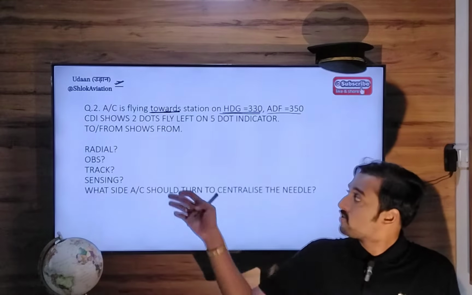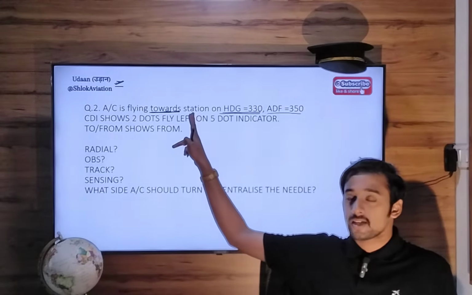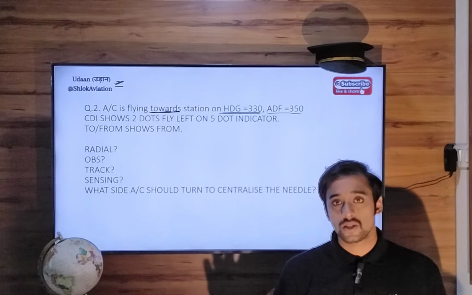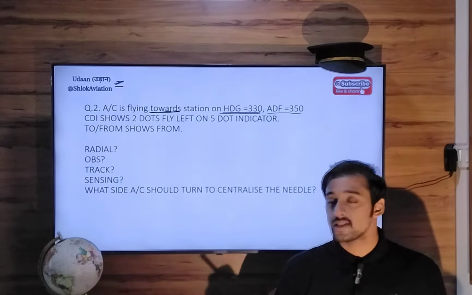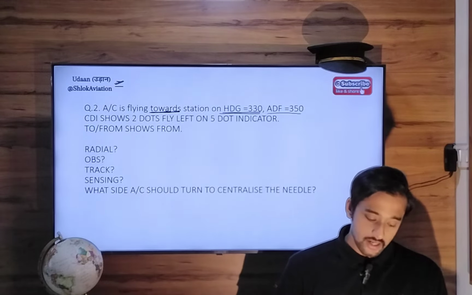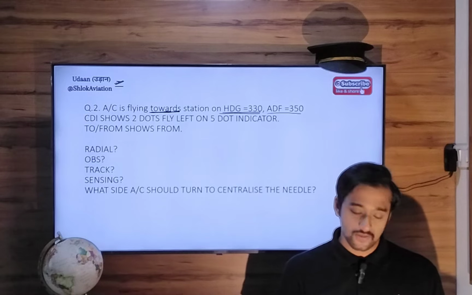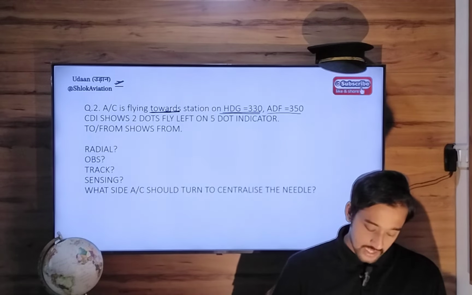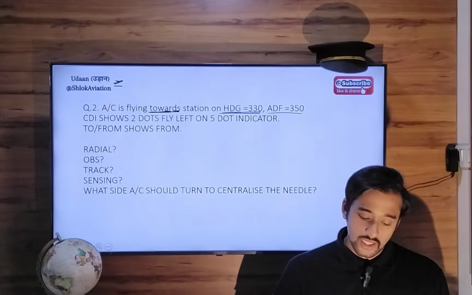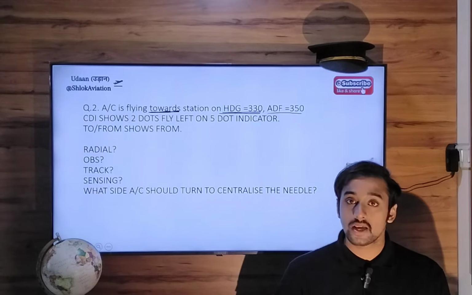So now you can see over here the aircraft is flying towards the station, but the indication that you are receiving is from indication. So this clearly tells you that the type of sensing that you are going to receive is reverse sensing. But before that, let's draw this step by step. There is a VOR station over here. Okay, there is a VOR station. Aircraft is flying towards it on a heading of 330.